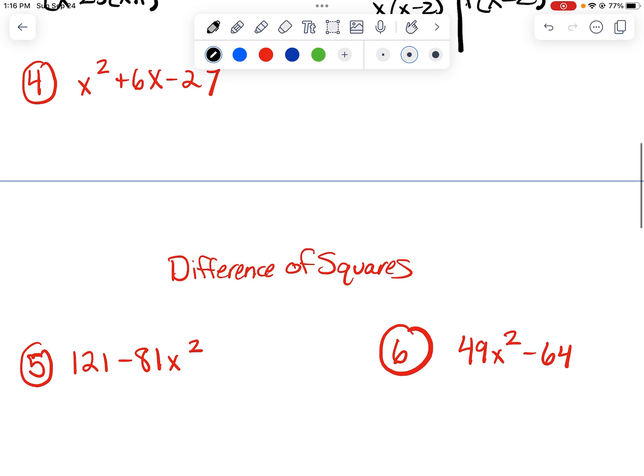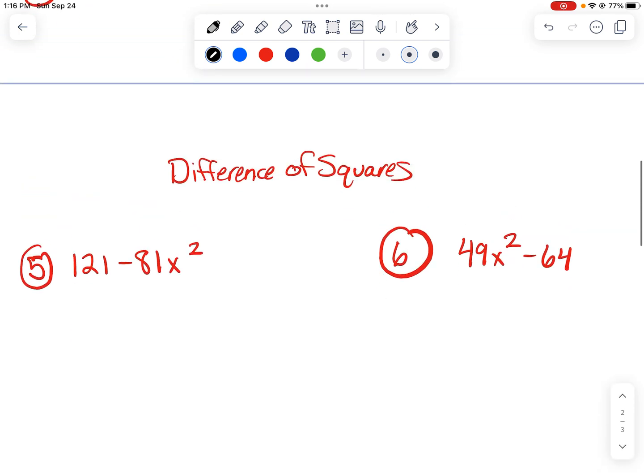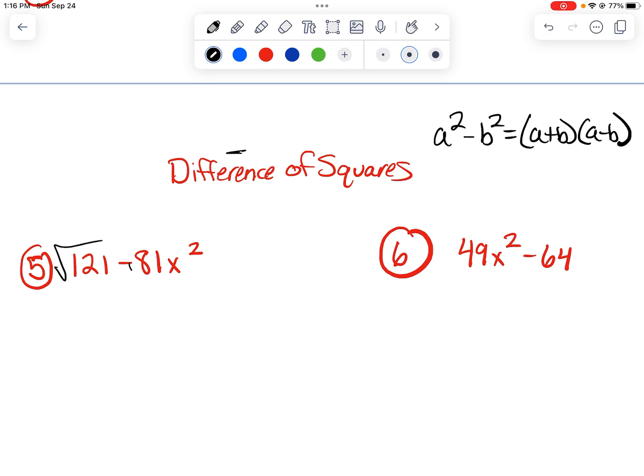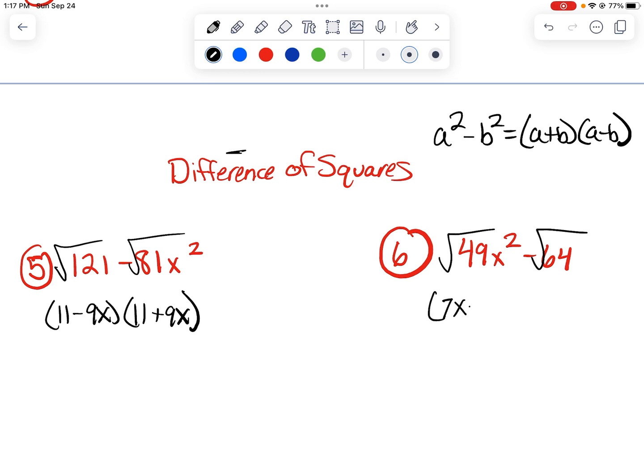I think we'll skip this last one. The last type I wanted to remind you of: if you have a squared minus b squared, a shortcut for factoring is (a plus b) and (a minus b). Difference of squares, the subtraction of two perfect squares. So if we can square root both of these, this is 11 and 9x, so this would factor into 11 minus 9x and 11 plus 9x. And again, it only works if you can square root both of them. So 7x minus 8 and 7x plus 8.